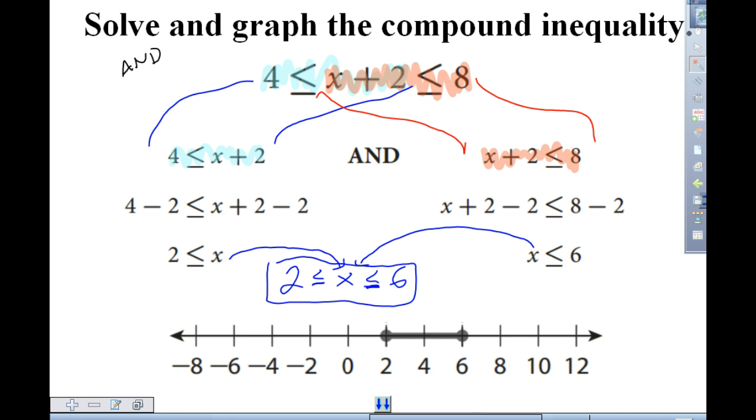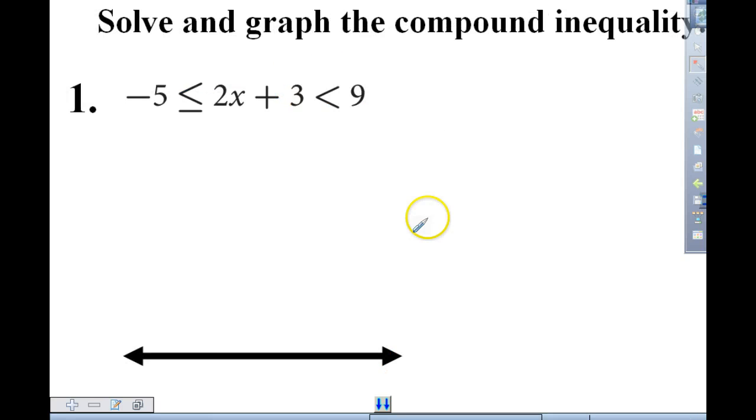Okay, let's go through one on our own, and then I'll set you on try it on your own. Okay, here we go. Go ahead and break it up into two parts. There's one, there's the other. We have -5 is less than or equal to 2x plus 3, and then 2x plus 3 is less than 9.